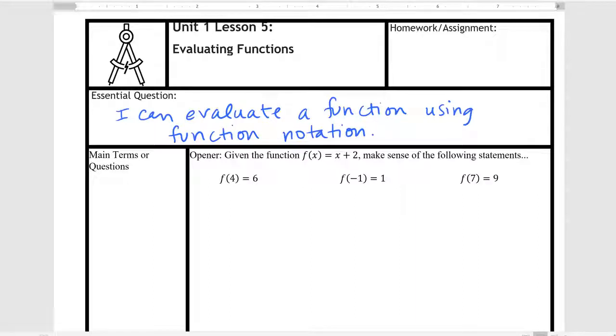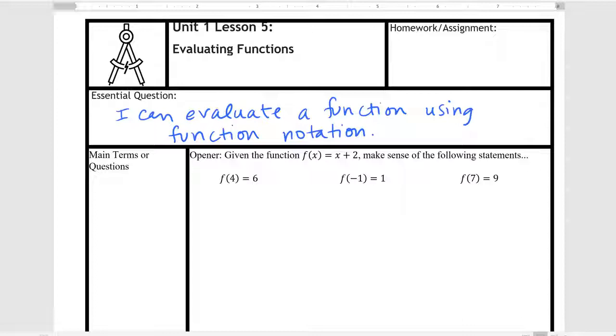I wanted to record a quick video here to go through some of these notes with you. If you would though, first of all, if you don't have Unit 1 Lesson 5 out, pause the video. And also, if you would, pause the video and jot down the learning target: I can evaluate a function using function notation. So go ahead and pause the video. When you have that written down, come on back.